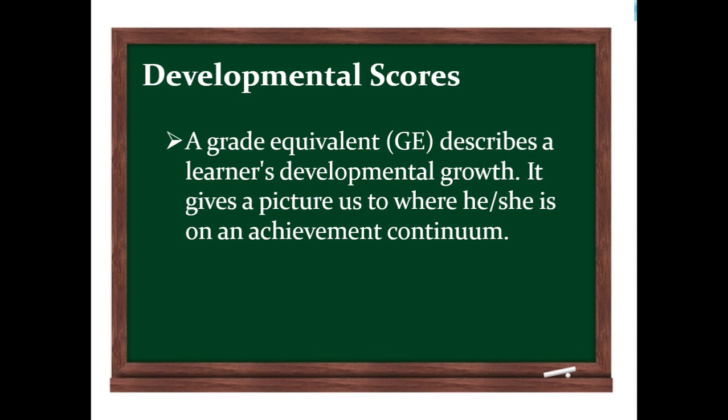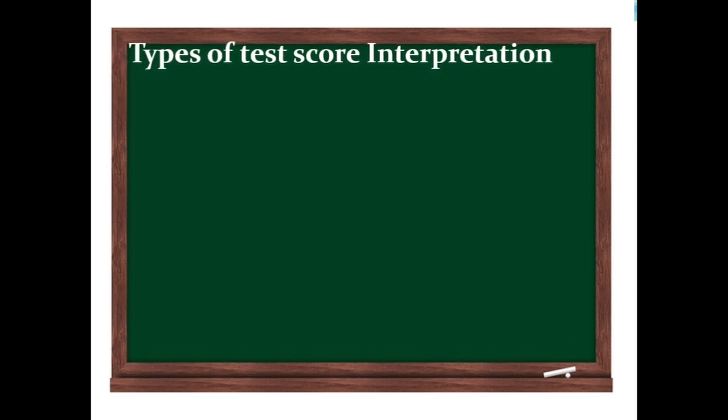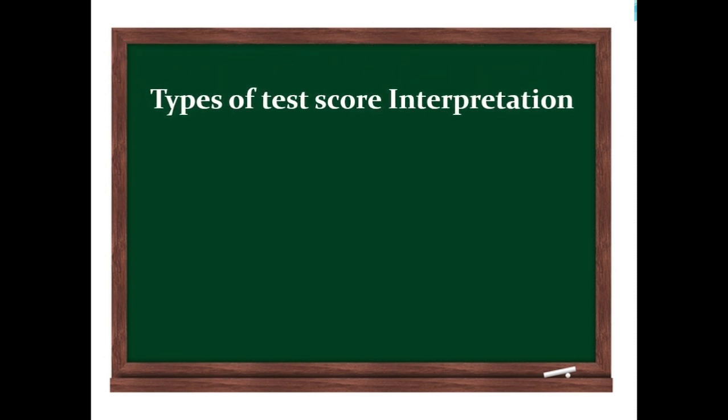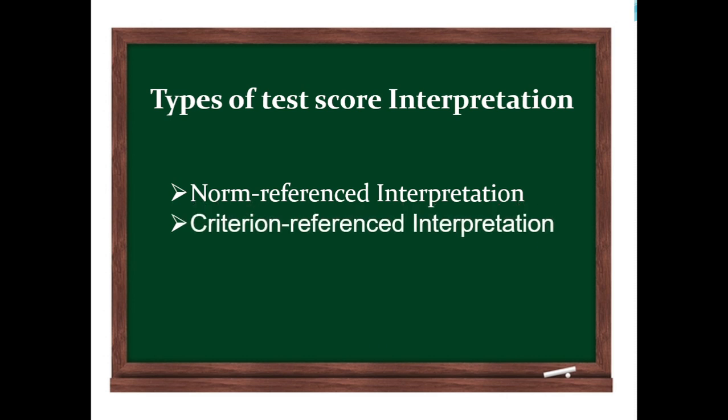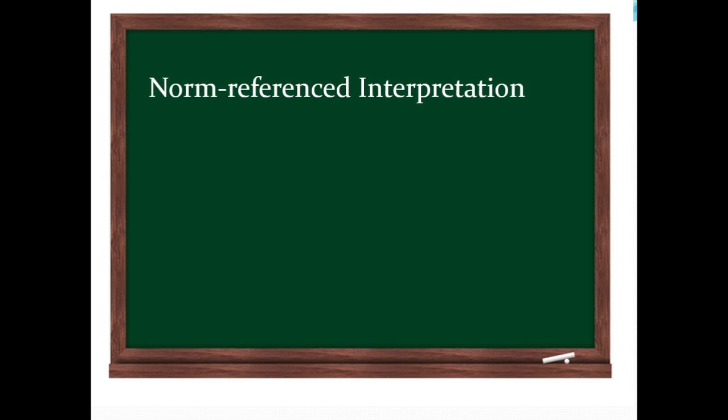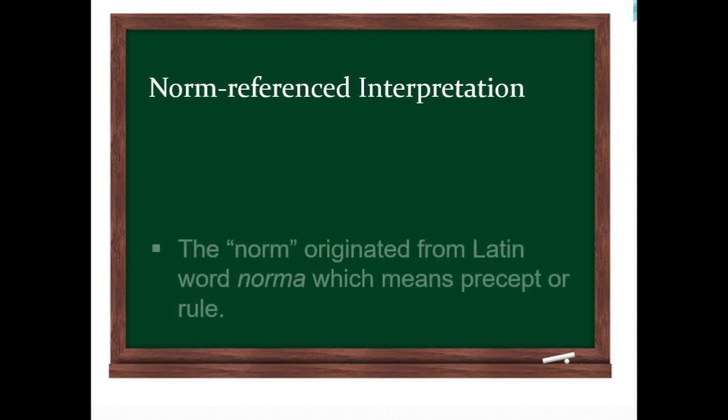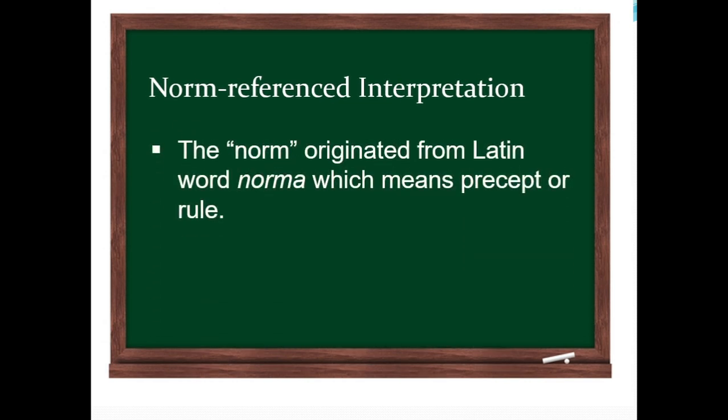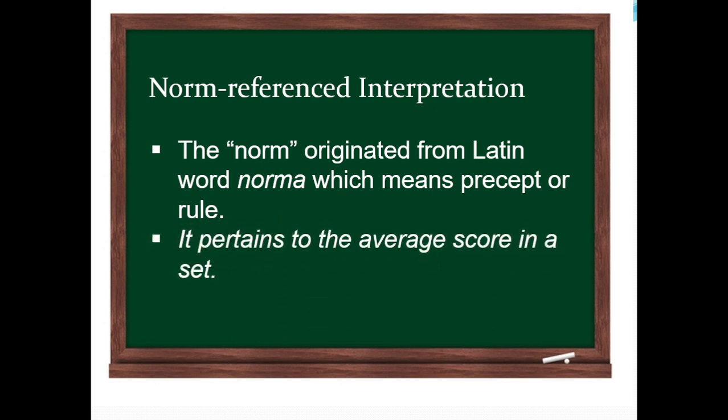Now, let's come now to the types of test score interpretation. We have norm-referenced interpretation and criterion-referenced interpretation. So, norm-referenced interpretation. The word norm originated from the Latin word norma, which means precept or rule. It pertains to the average score in a set.